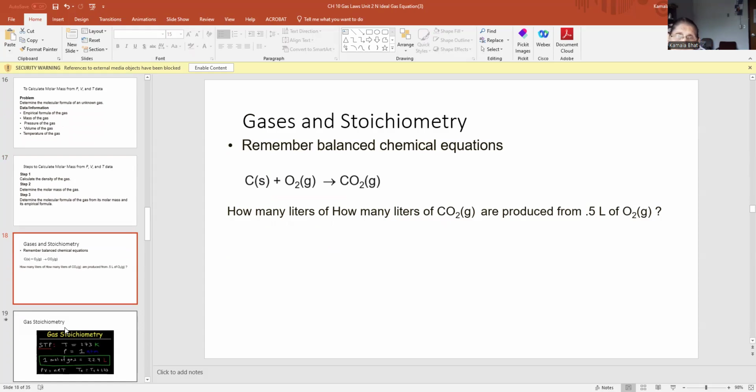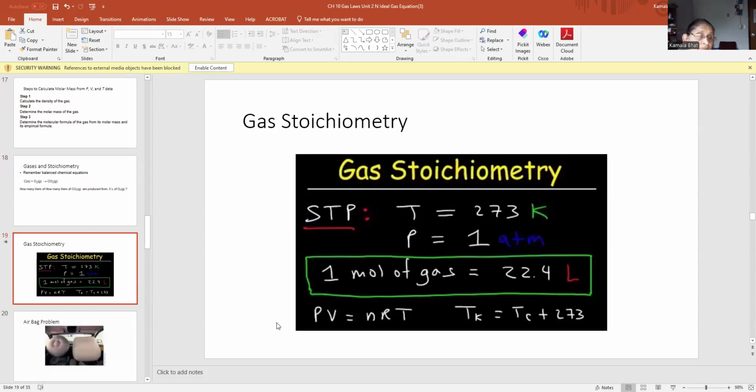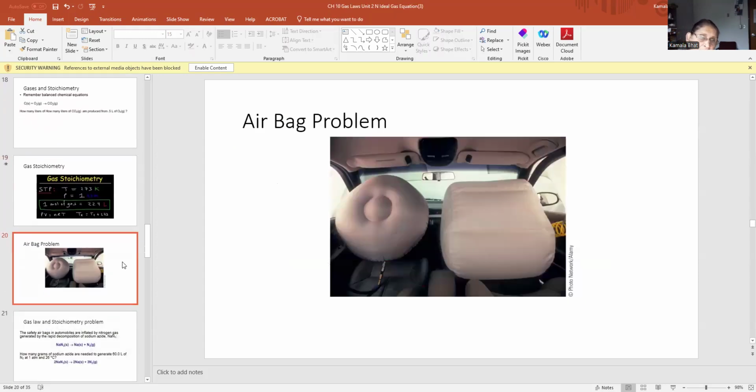Remember that whenever you do stoichiometric problems, you always have to use a balanced equation. So how many liters of carbon dioxide are produced from 0.5 liters of oxygen gas? Substitute and solve. Again, this gas stoichiometry problem, you can check it out under the watch section, and you'll be able to see it. So now this is an airbag problem.